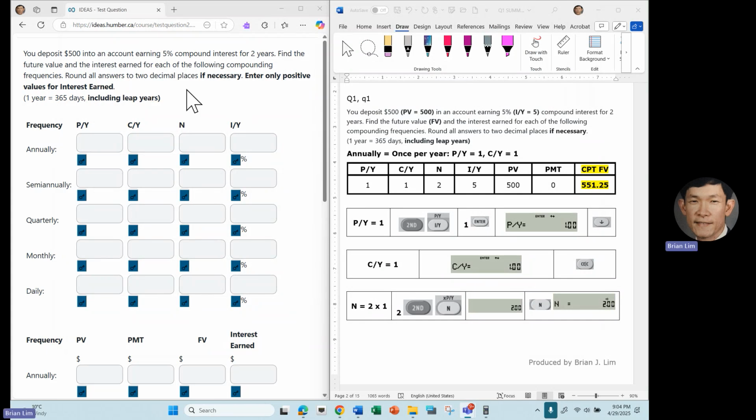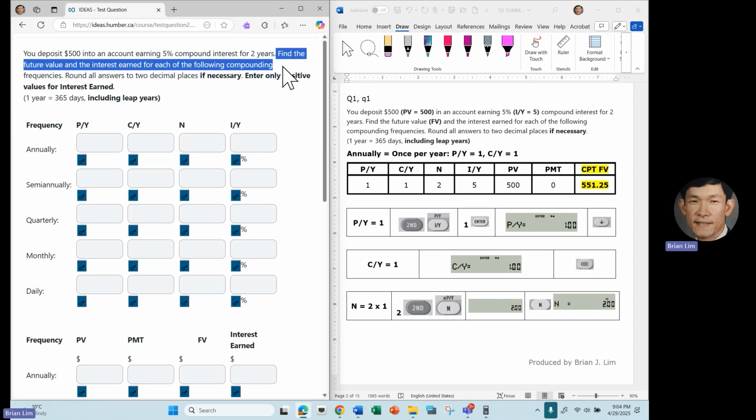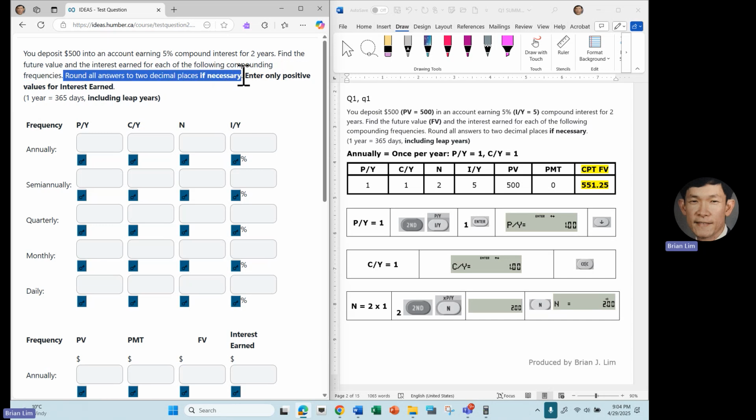Okay, let's have a look at this question. You deposit $500 into an account earning 5% compound interest for 2 years. Find the future value and the interest earned for each of the following compounding frequencies. And round all answers to 2 decimal places if necessary. Enter only positive values for the interest earned.